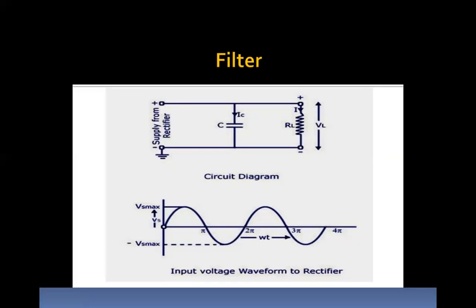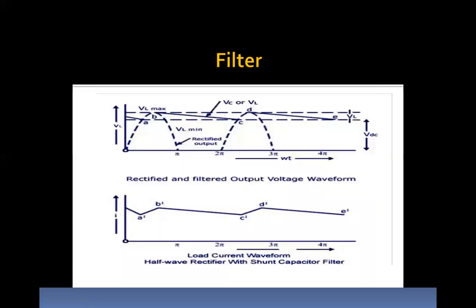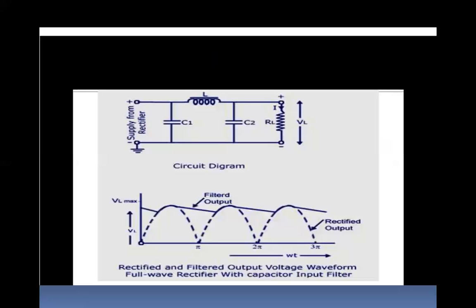There are types of filters called the capacitor filter, which can be called a shunt capacitor filter, the choke input filter or LC filter, and the capacitor input filter or pi filter. So there are three or I think four types of filters we have, with which we can avoid AC pulsation and get the output in DC form. This is called a shunt capacitor filter. This is one type of filter. This is how it happens, and slowly we can see the output becomes pure DC.